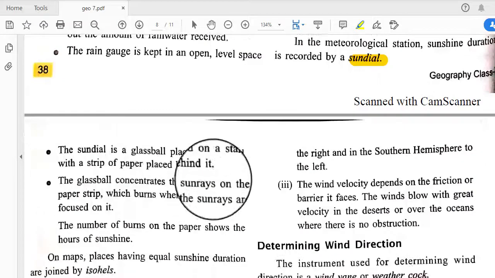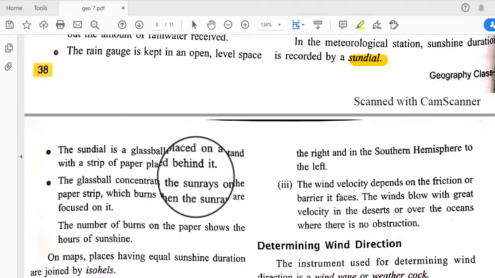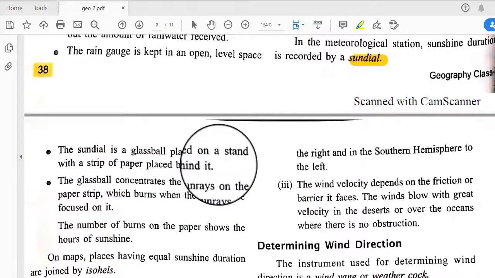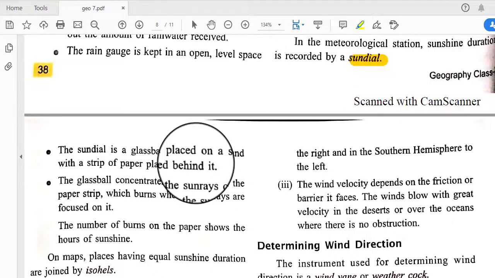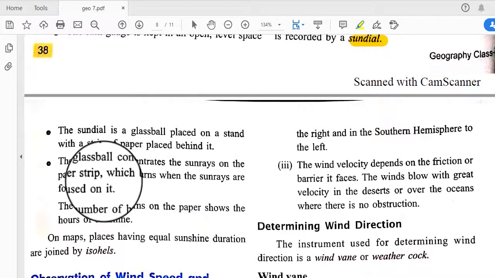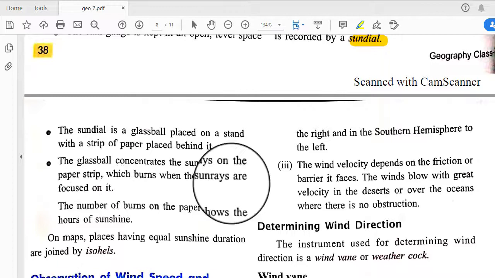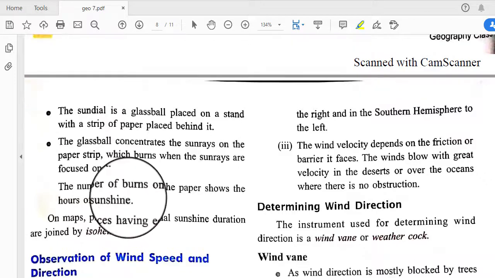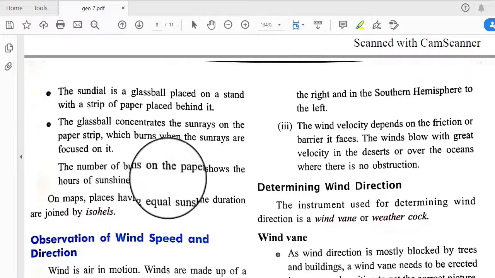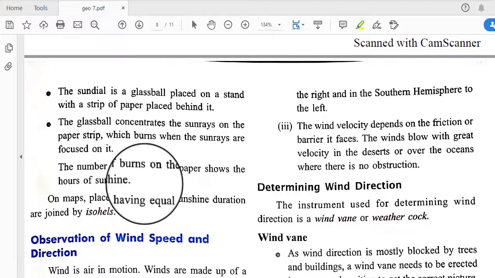The sundial is a glass ball placed on a stand with a strip of paper placed behind it. The glass ball concentrates the sun rays on the paper strip, which burns when the sun rays are focused on it, and the number of burns on the paper shows the hours of sunshine.